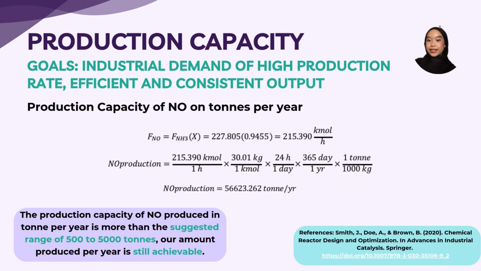Our production plant is designed for high efficiency and consistent output. Based on our process flow data, the maximum NO production capacity is at 56,623 tons per year. While this exceeds the typical 500 to 5,000 ton range, research on high pressure plug flow reactors confirms that capacities above 50,000 tons per year are achievable.